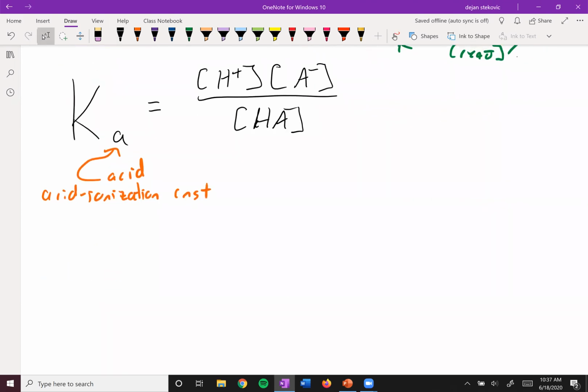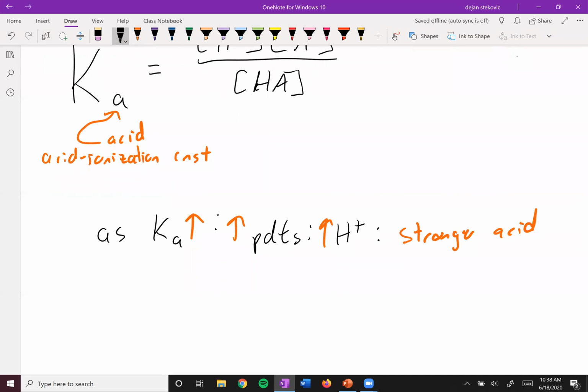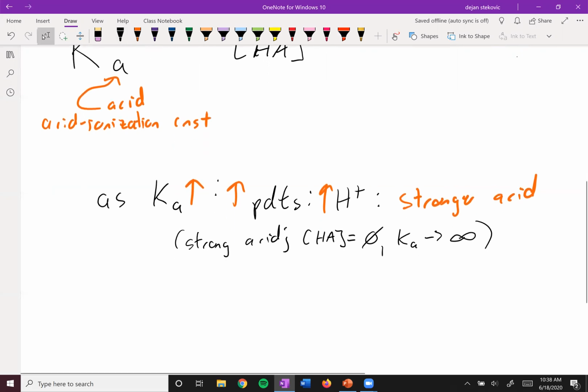And so we can say certain things about K. So as Ka gets bigger, right? If you have a bigger Ka, that means that you have more products. And in this case, the products are H plus, right? So your amount of H plus you have increases. And since an acid is defined as how much H plus you give, that means that you're a stronger acid, right? So the bigger the value of your Ka, the stronger of an acid you are. In terms of a strong acid, the concentration of HA at equilibrium will be equal to 0 because it's completely ionized. And so your Ka actually goes towards infinity. And we'll talk about how you measure Kas for stronger acids later on.